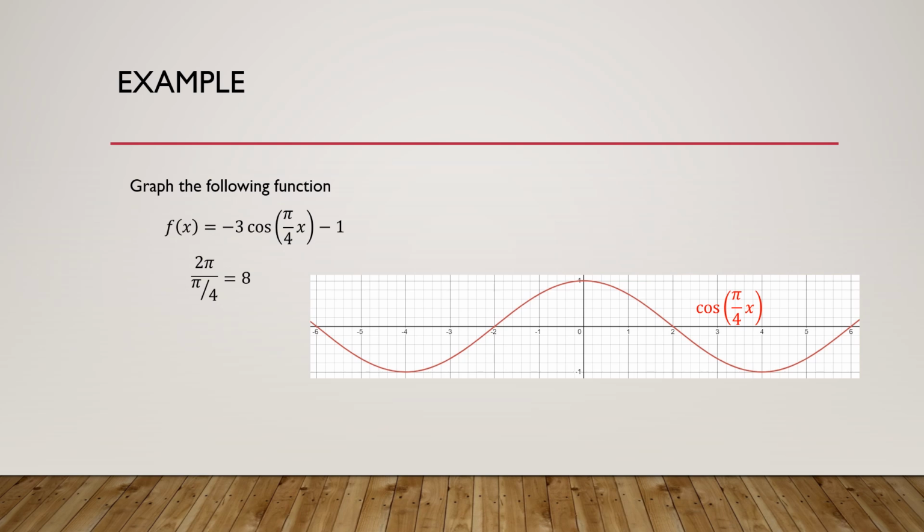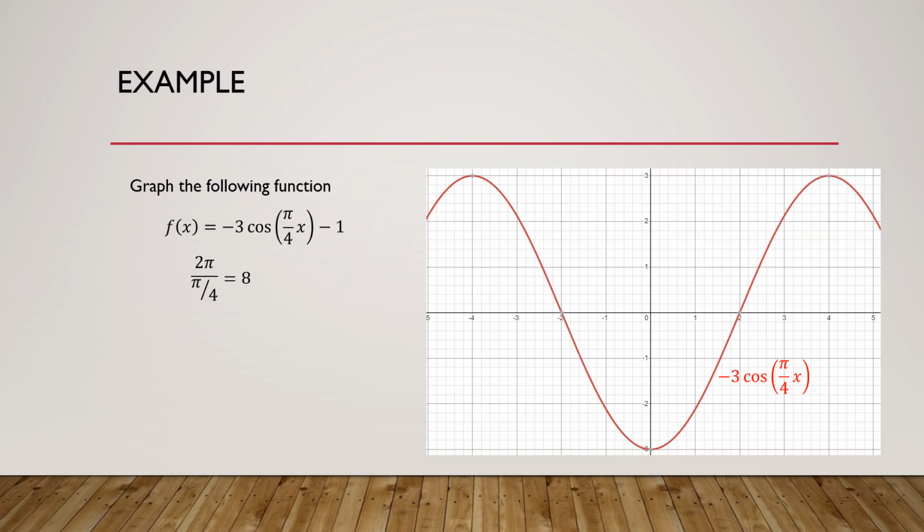Next, the amplitude is multiplied by -3. This increases the range to -3 to +3 and flips the graph with respect to the x-axis. Finally, vertically shift the graph down 1 unit of measure.